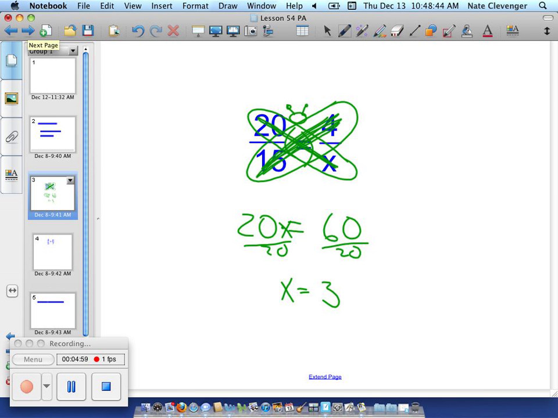Cross then products are equal. Yes, ma'am. You just take 15 times 4 divided by 20 then? That's right. That's the process. Okay. That's what will be.